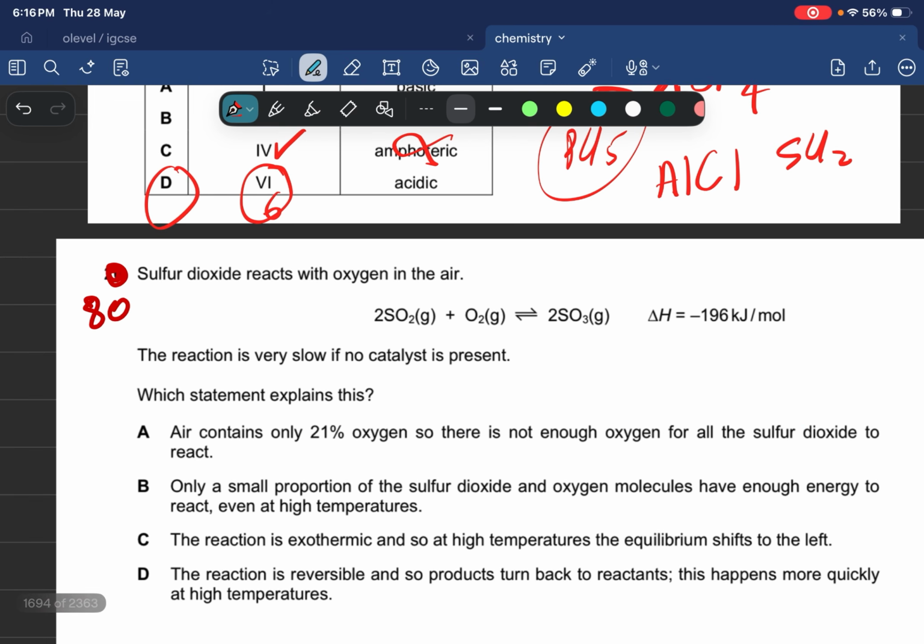Sulfur dioxide reacts with oxygen in air. The reaction is very slow if no catalyst is present. Which statement explains this?